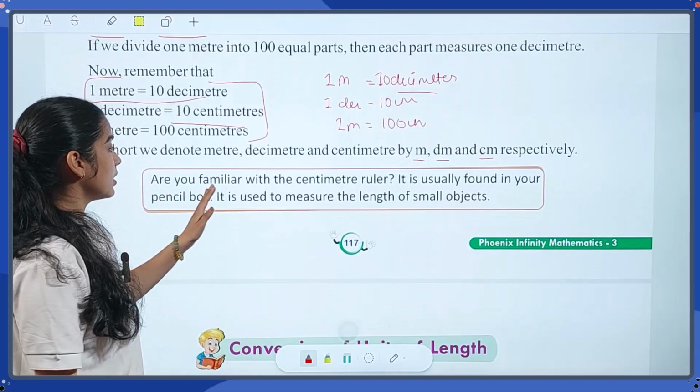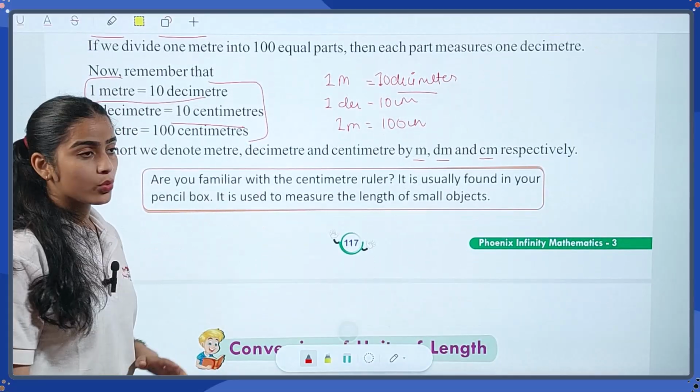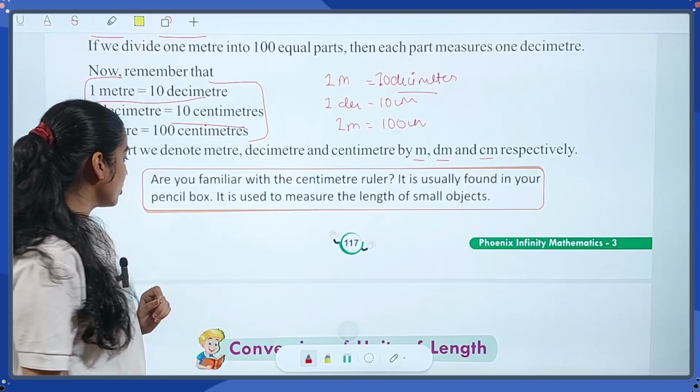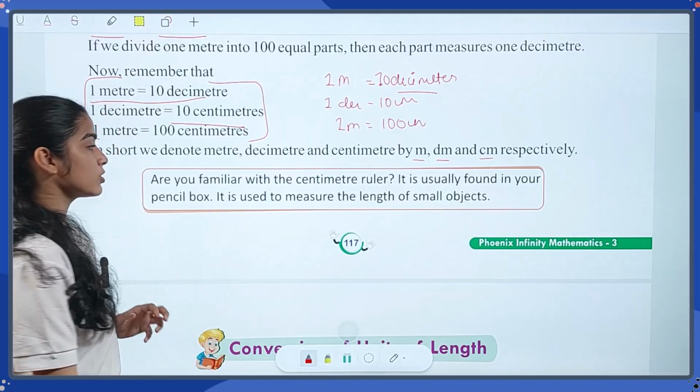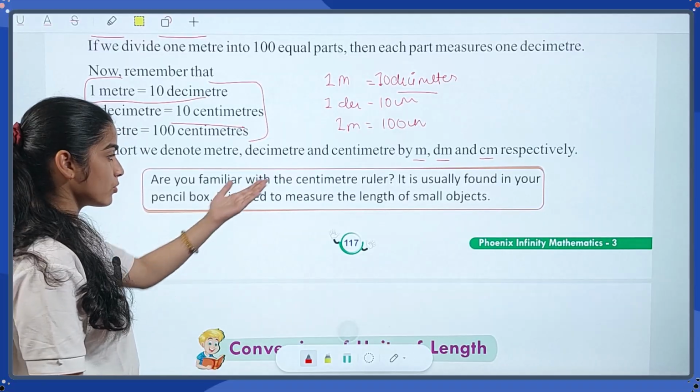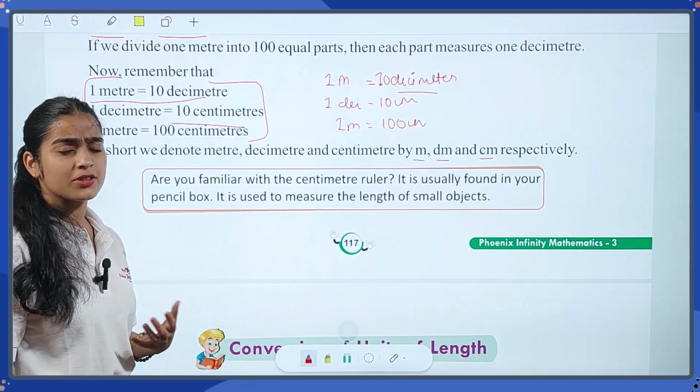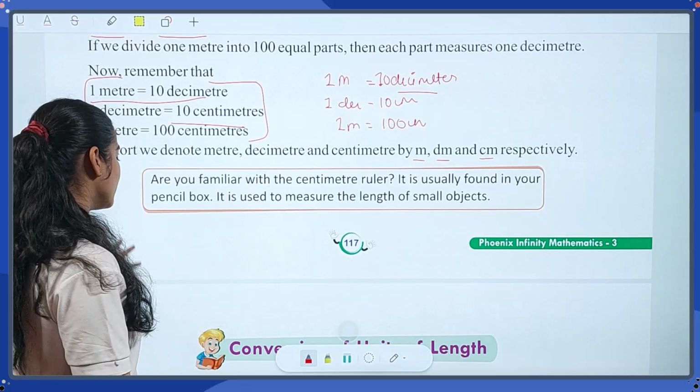Are you familiar with the centimeter ruler? It is usually found in your pencil box. It is used to measure the length of small objects. So you have your ruler to measure small objects like your eraser or any small line.